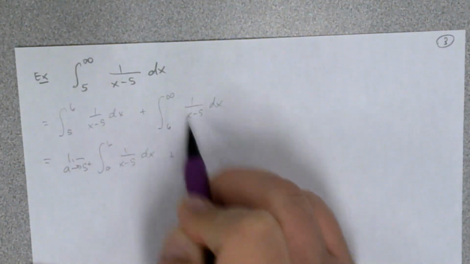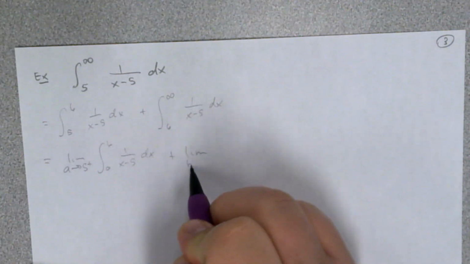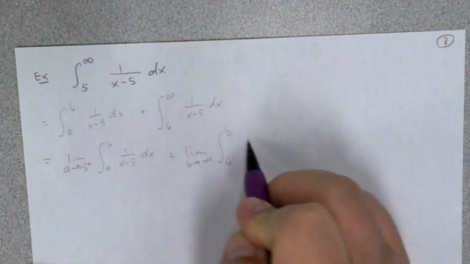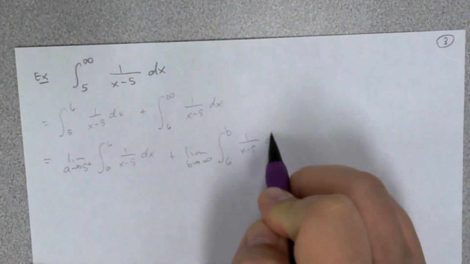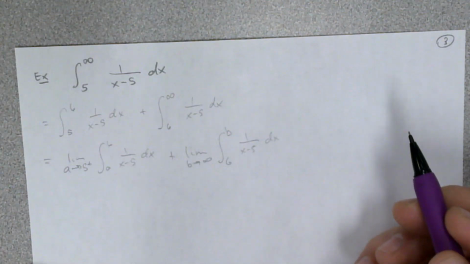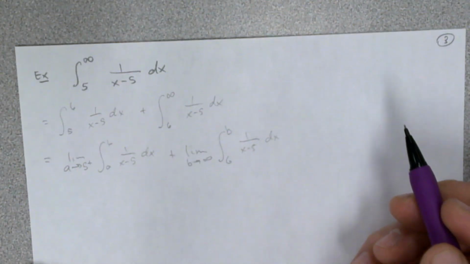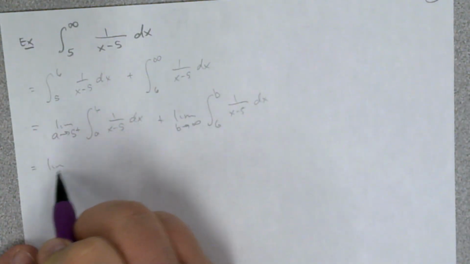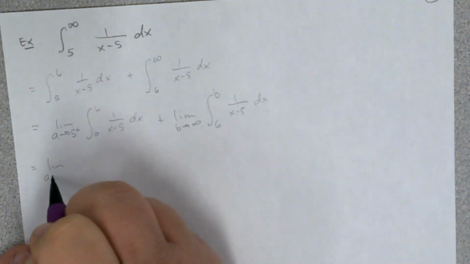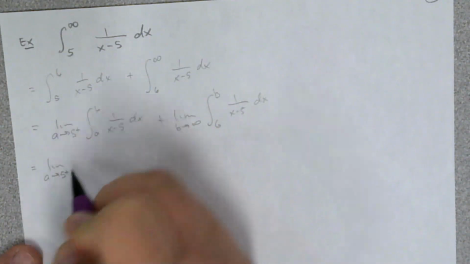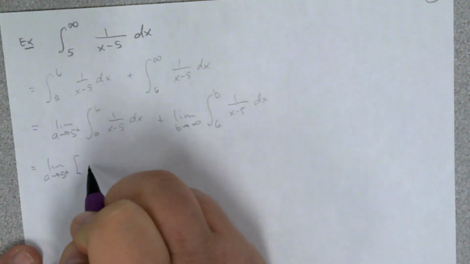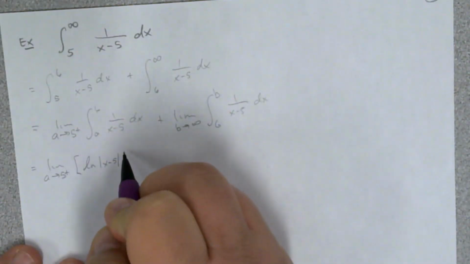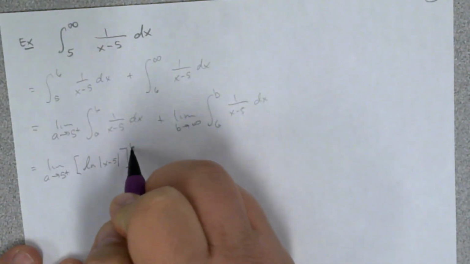And this one's going to be at the top, so this is going to be the limit as b goes to infinity of 6 to b 1 over x minus 5 dx. So that's how I would set this one up. Okay? So this is the limit, and I'm going to go a little bit faster in writing this stuff out for the sake of the time on the video. You can go and make sure that you understand all the steps that are involved here.